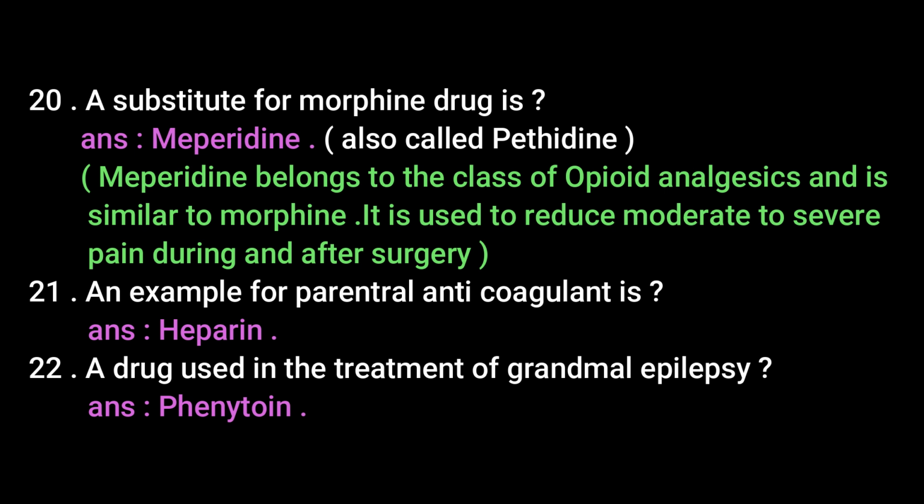22. A drug used in the treatment of grand mal epilepsy is phenytoin. Phenytoin is a hydantoin derivative, that is diphenyl hydantoin. It acts by normalizing the lower threshold for seizures or by reducing sodium concentration in brain cells, which leads to decrease in post-tetanic potentiation, that is PTP. And I have one more point, it is well absorbed after oral administration.